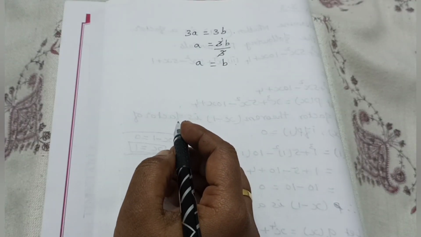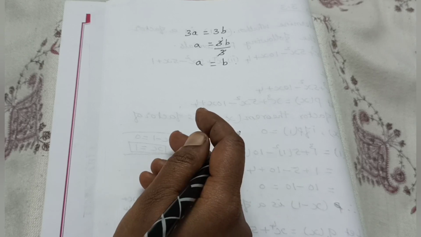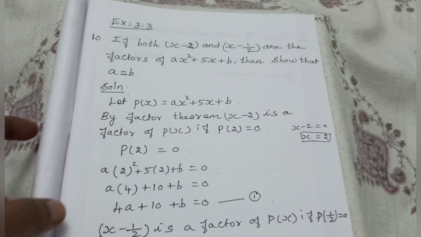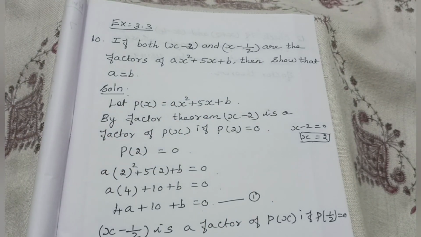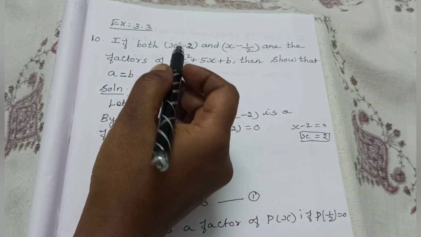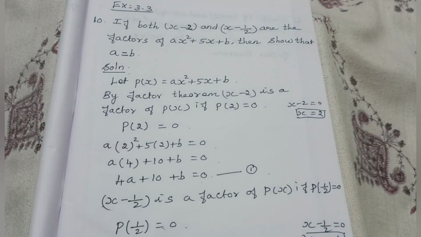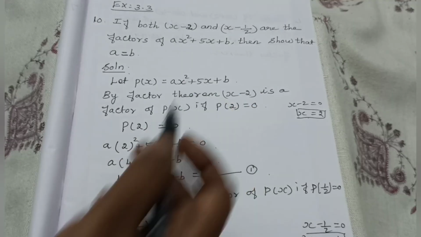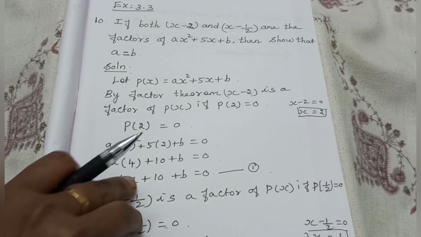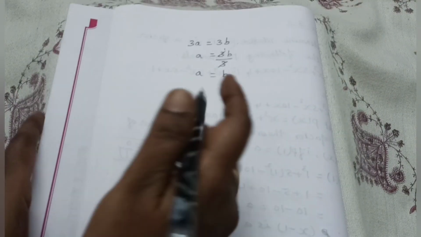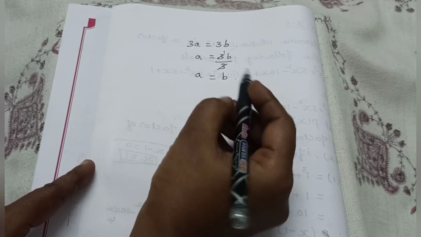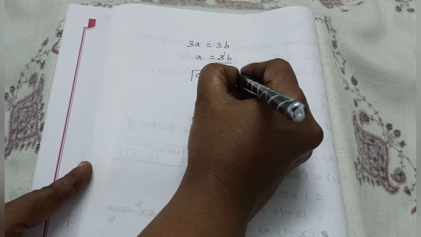Did you get the answer? Our question is, show that a equal to b, isn't it? If these two are factors given, then from 1 and 2, if you compare, we will get this answer. What's the answer? a is equal to b. Have you understood?